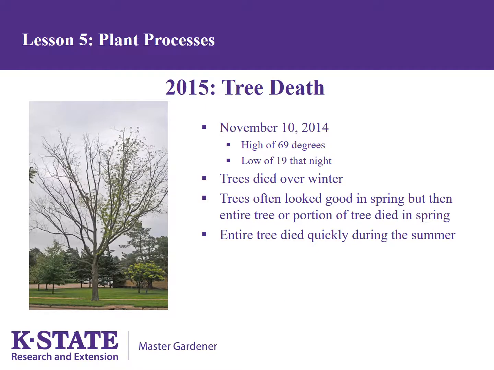So how does this knowledge help us? Let's look at an example. On November 10th of 2014, we had a high of 69 degrees. That night, the temperature dropped to 19. The weather before this date had been very warm, and trees were not hardened off, and they were damaged by this sudden change to low temperatures. However, the damage did not show up until the following year.